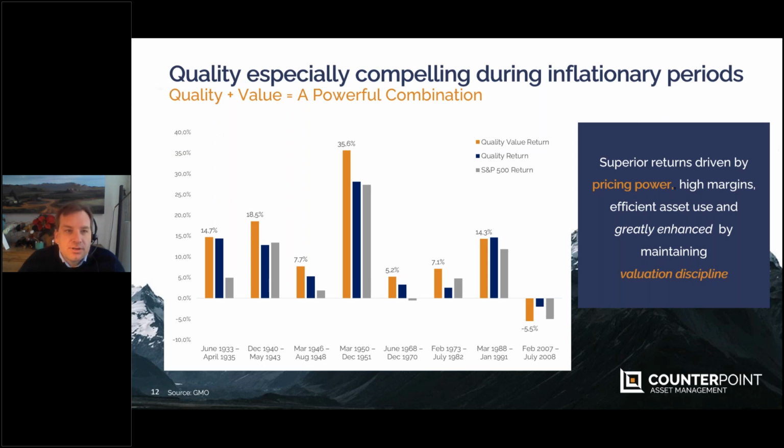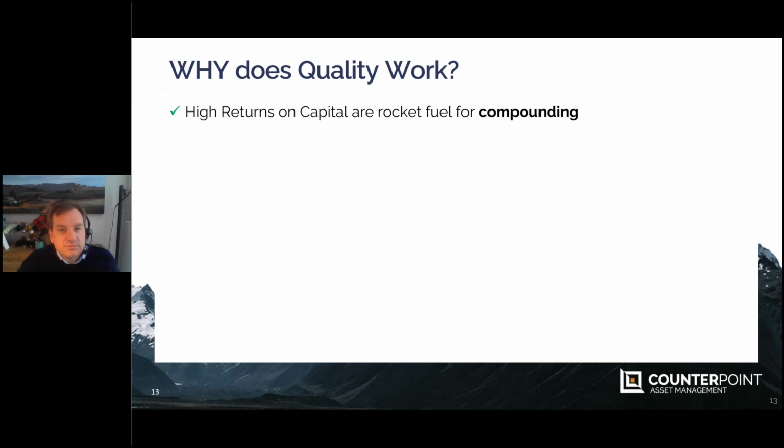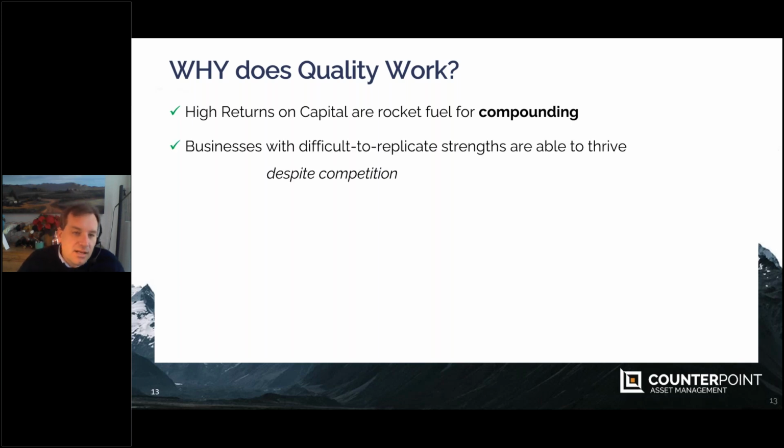So why does quality work? As we've said, high returns on capital are rocket fuel for compounding, and this is something that one can just not underestimate. Businesses with difficult to replicate strengths are able to thrive despite competition. So the hallmark of a quality company, the reason it can generate high returns on capital, is 99 times out of 100 that it has a competitive strength that is difficult to replicate. So the business can continue to thrive, it can continue to grow despite competition. It's resistant largely to competition. And this enables it to survive and thrive, which allows it to capture the power of compounding.